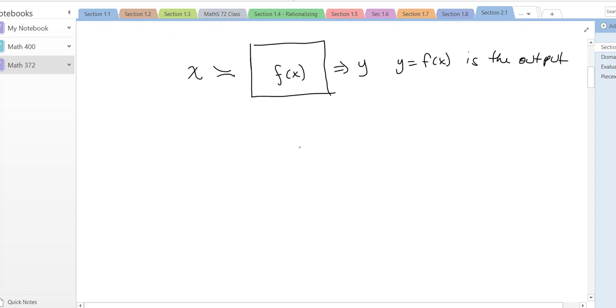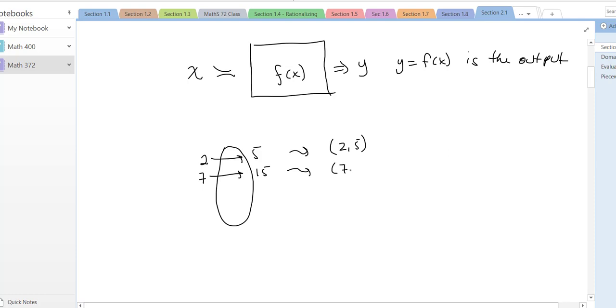So say I have, I'm going to go back to my oval. Say I have 2 goes in and 5 comes out. So x goes in, y comes out. So this is the point (2, 5). And then let's say 7 goes in and 15 comes out. So this is the point (7, 15). So let's try to guess, what is this function machine doing?